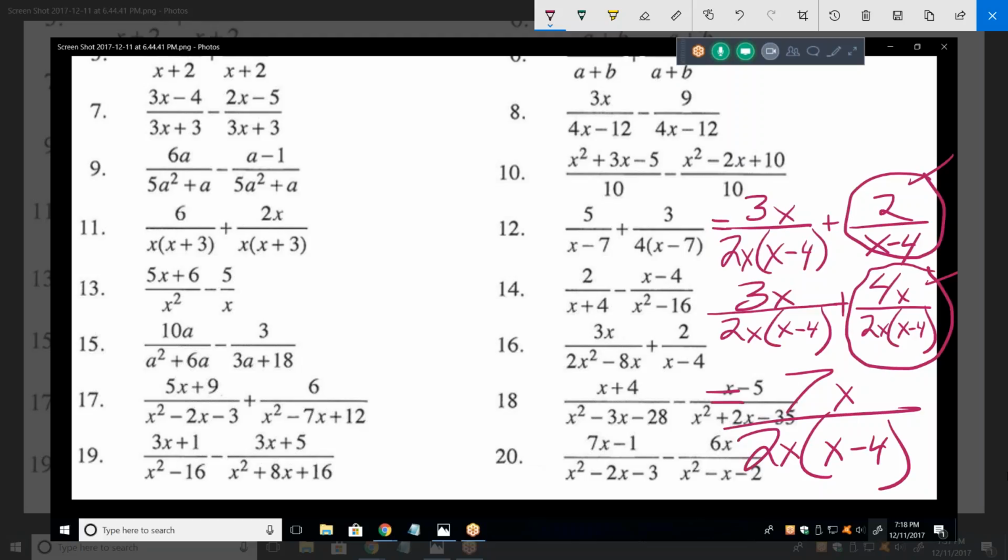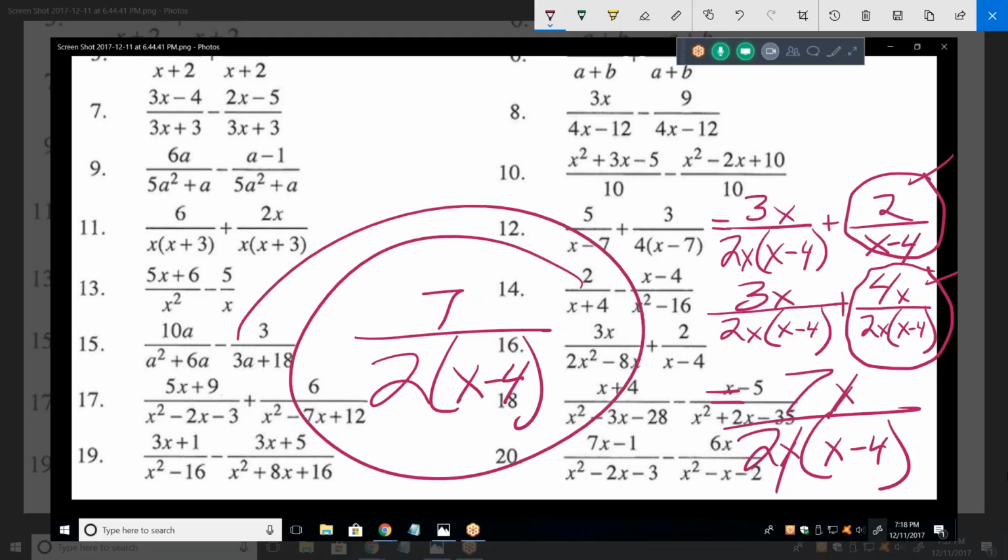What can I cancel? The x's. You can't do anything with the 7 and the 2. So you end up with 7 over 2 times x minus 4. There's your answer. In other words, these x's canceled. Yeah. That's the only thing that can cancel. Yeah. Okay.